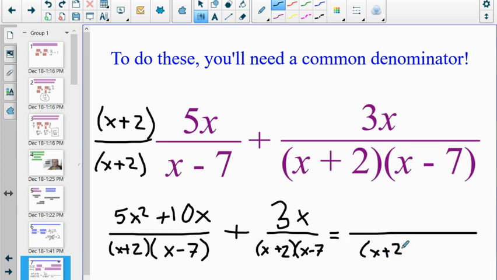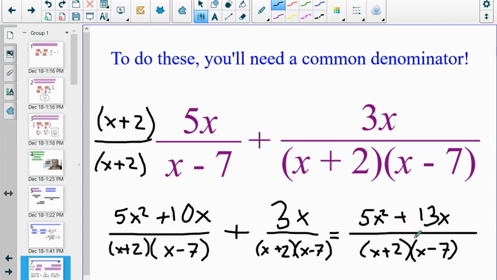Anyway, once we do that, I still have the same denominator. Now that I have a common denominator, I can add these two fractions together just by combining like terms. 5x squared is the only x squared term, and 10x plus 3x is 13x.